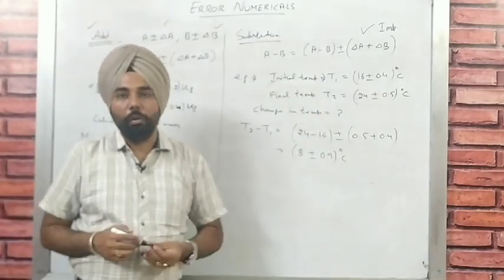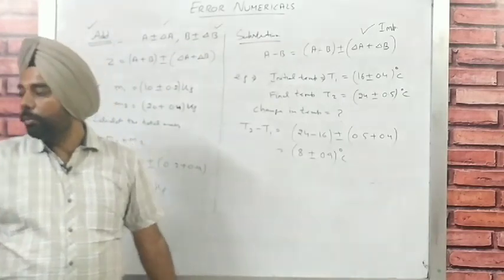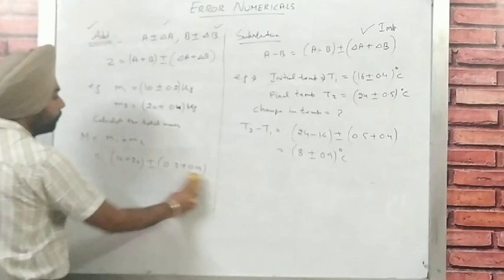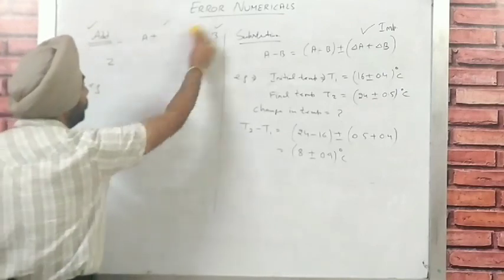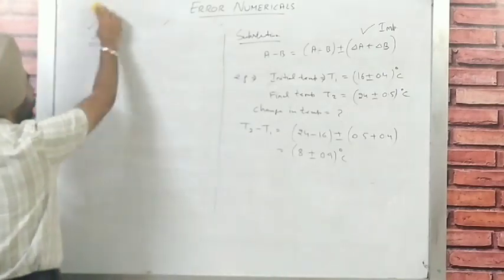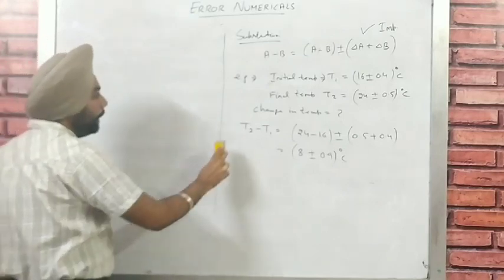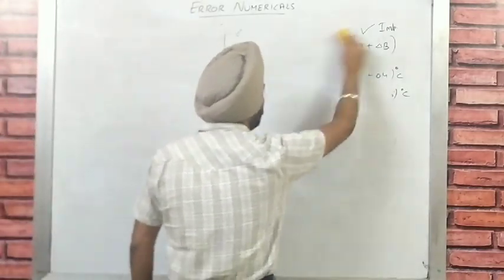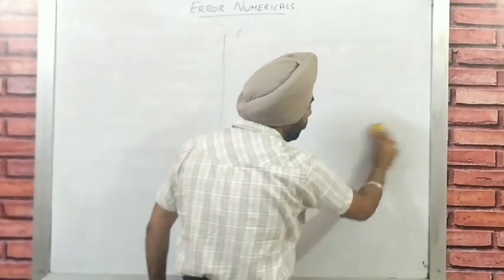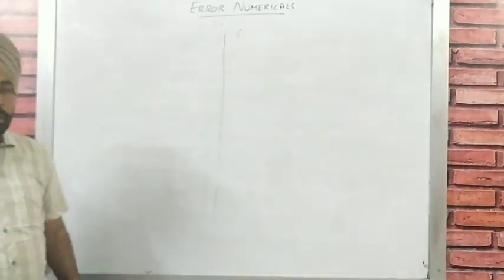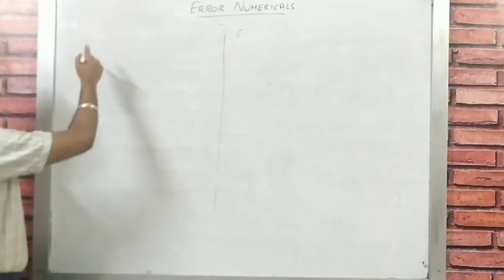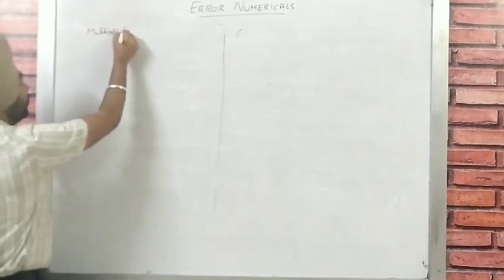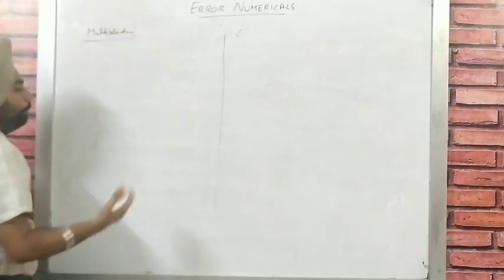Now we are moving to the multiplication and ratio of errors. So let's take another numerical. That is going to be the third type. Type three is for multiplication, and type four is going to be the ratio of any two given errors. So first of all, let's go for the multiplication of errors.